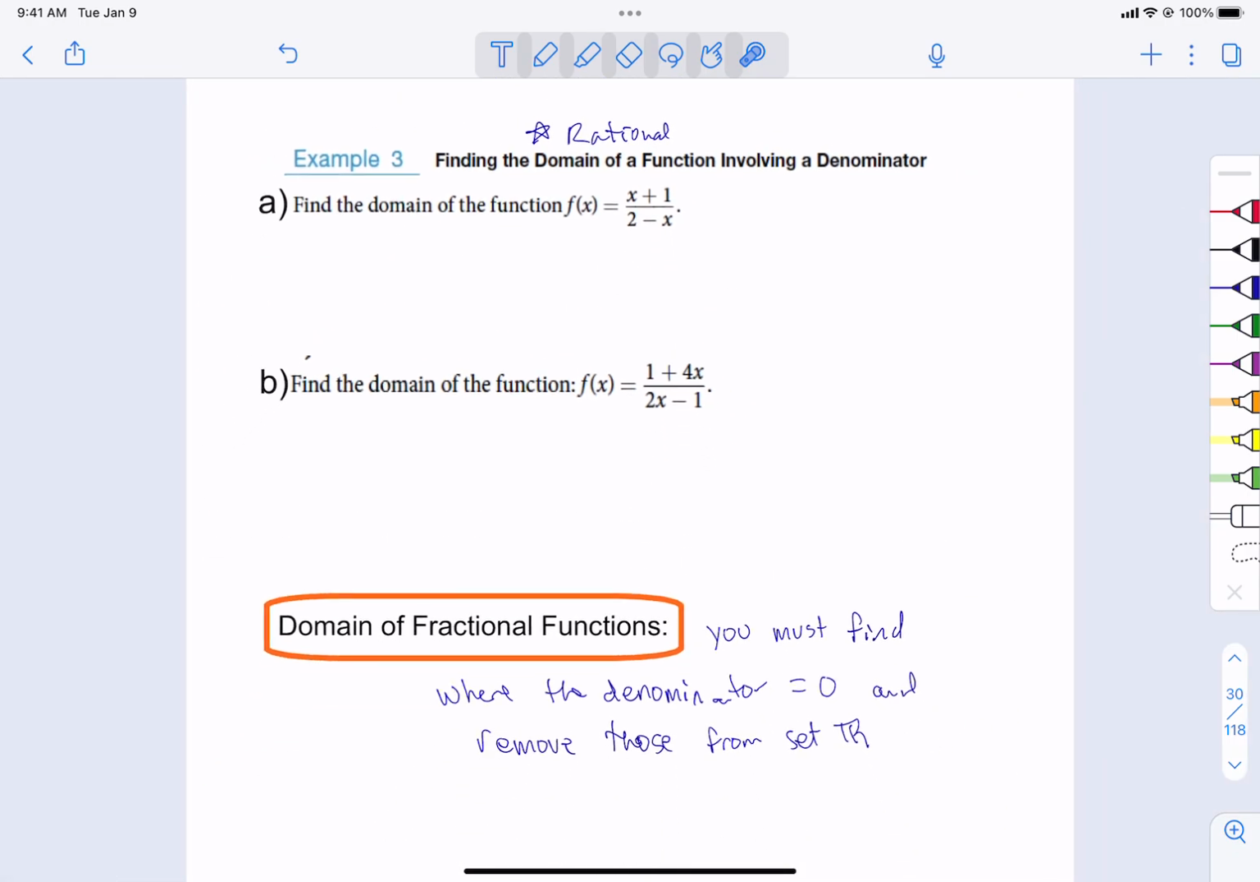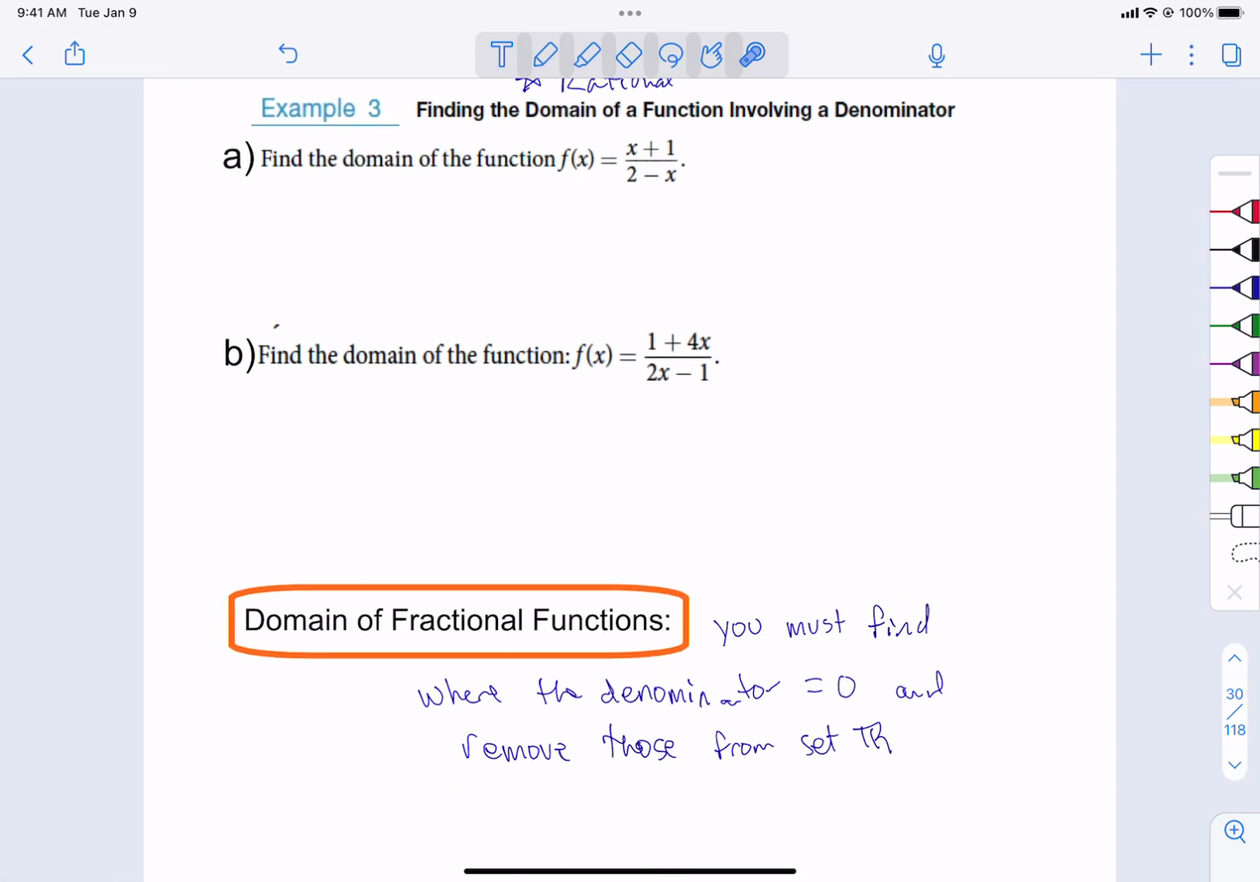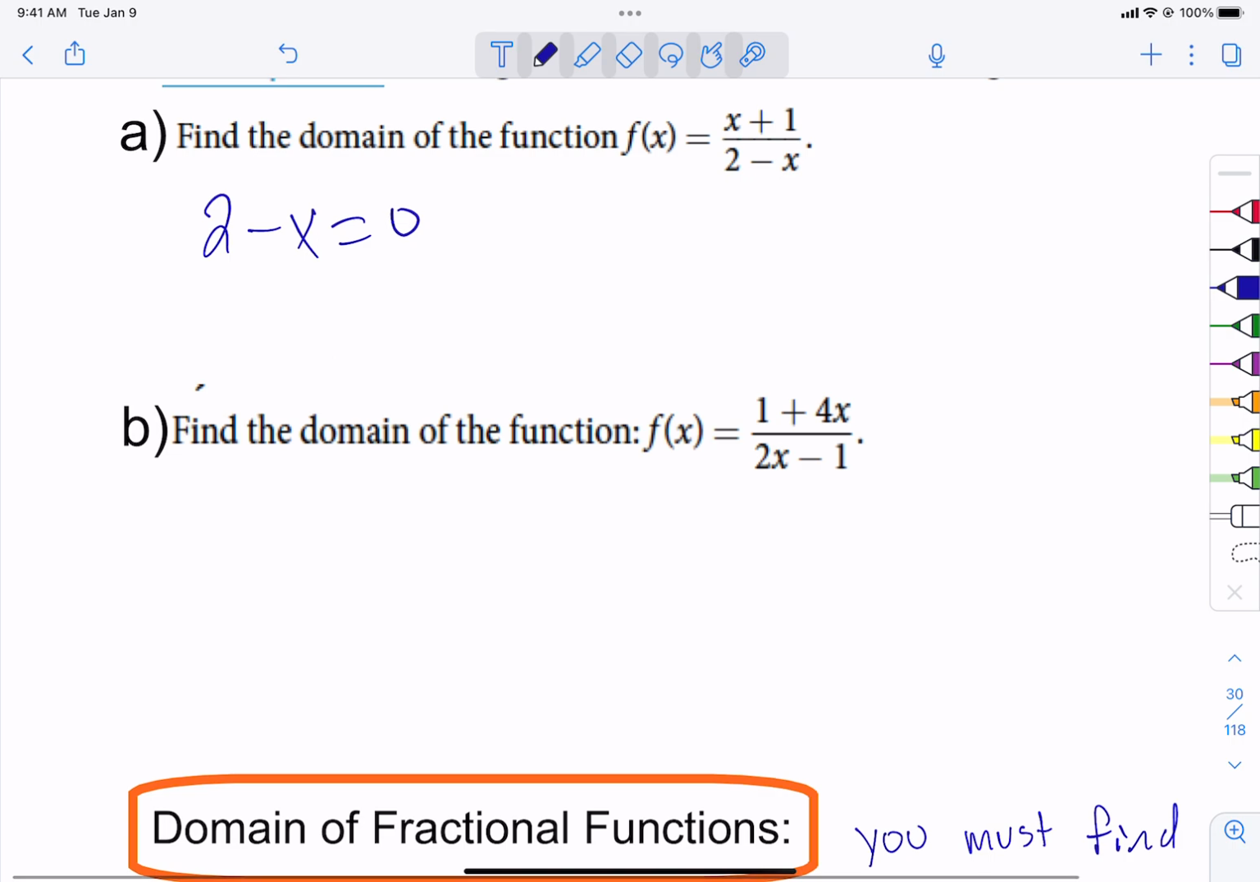So let's go back up and look at what they've given us. In example 3a, the denominator is 2 minus x. So this is what I want you to do every time you see a fractional function. Write down 2 minus x equals 0 and solve for x. Let's just move the x to the other side. It'll make it positive. And we know then that x is not allowed to equal 2.